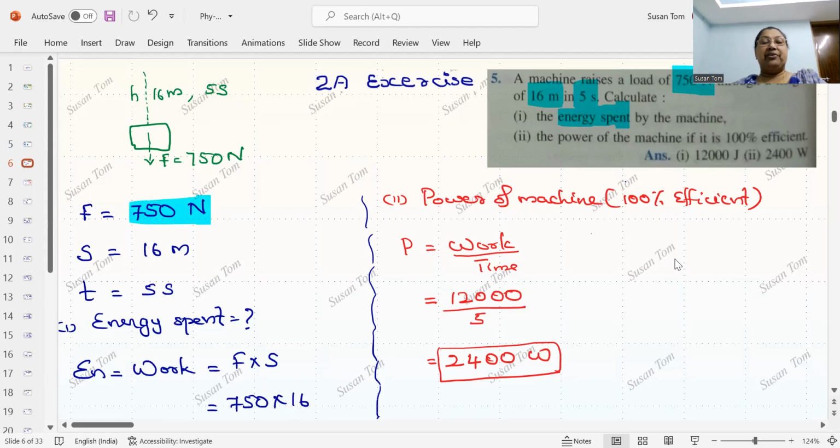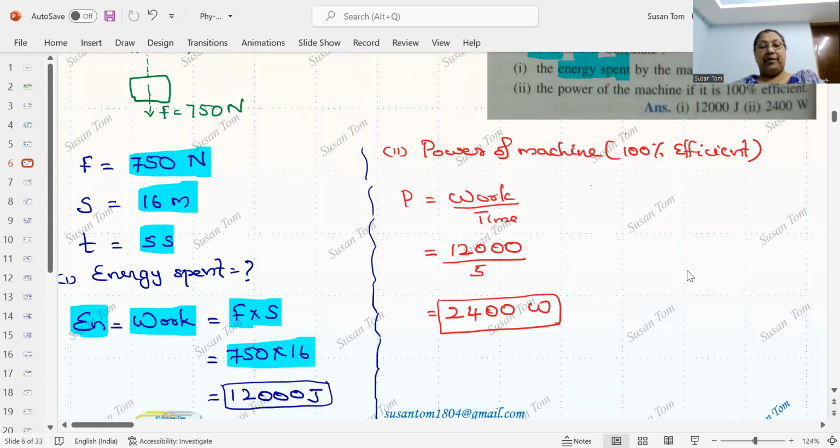Force given is 750 Newton, displacement is 16 meter, time is 5 seconds. Energy spent is equal to work done. So it's F into S. This is the way you have to equate energy equal to work done's expression. You write 750 into 16, you get the answer 12,000 joules. Then second part, power of the machine if it's 100% efficient, work upon time. 12,000 over 5, 2,400 watt is the answer.